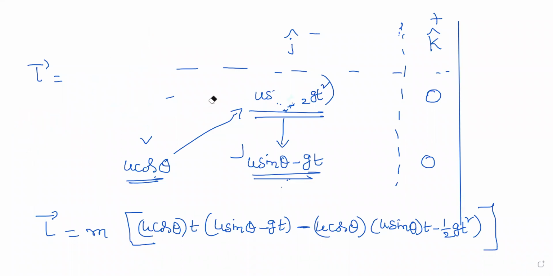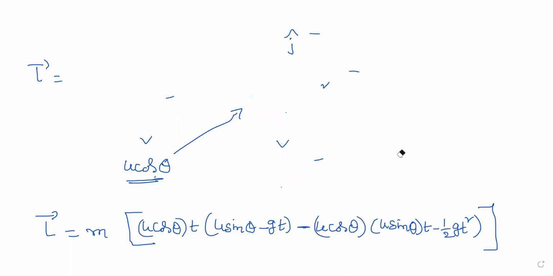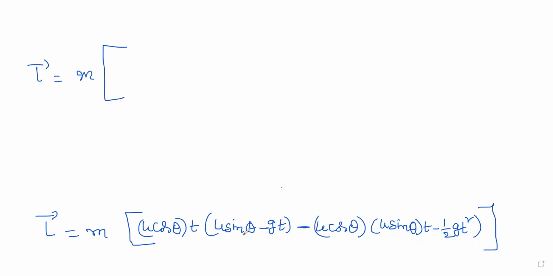I hope you are understanding how I'm doing this as slowly as possible, so that you all get how to generate the angular momentum vector when the projectile is moving. Okay, so let's solve further. This is m multiplied by u cos theta t into u sine theta. So that is u square sine theta cos theta t, right?